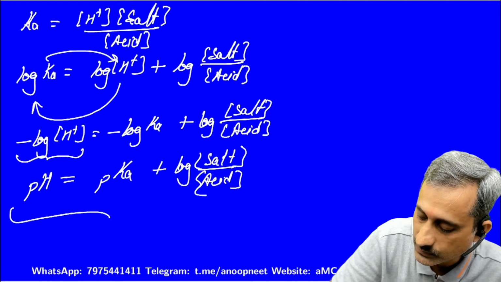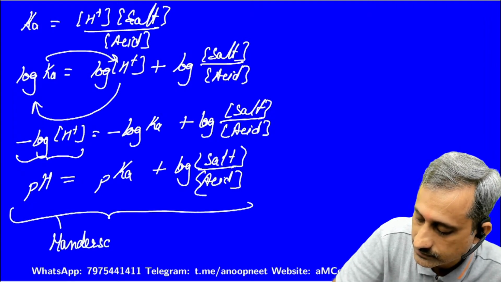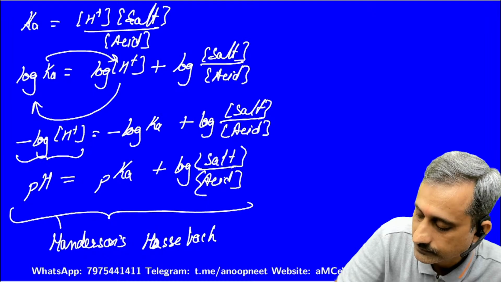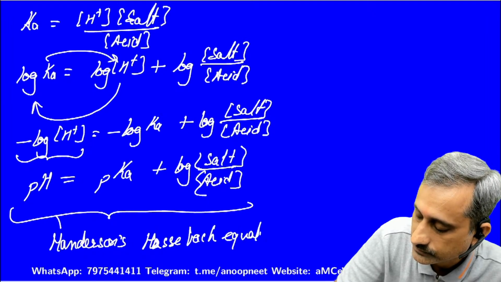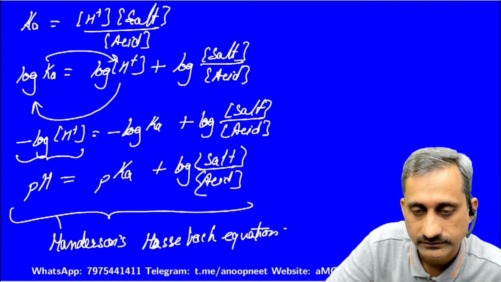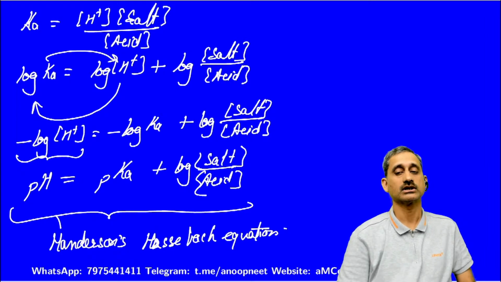And what is this equation known as? This is Henderson's Hasselbalch equation. Sir, it is acidic buffer. Yes, this is acidic buffer. This is Henderson's Hasselbalch equation for the acidic buffer.